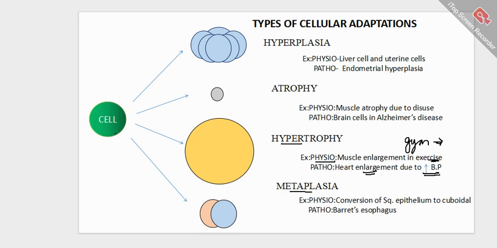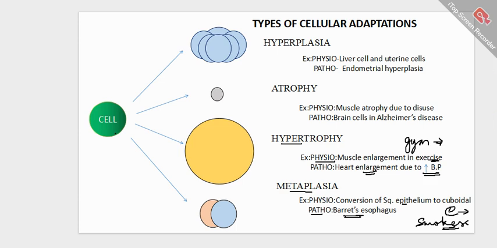Next is metaplasia. Here the cell is changing its type. The physiological example is the conversion of squamous epithelium to cuboidal epithelium in smokers. If you take a sample of a smoker's epithelial tissue, you can observe a conversion of squamous epithelium to cuboidal epithelium. Pathological metaplasia is Barrett's esophagus. In that also the cell type is converting. In detail we will see them in their pathophysiological conditions.